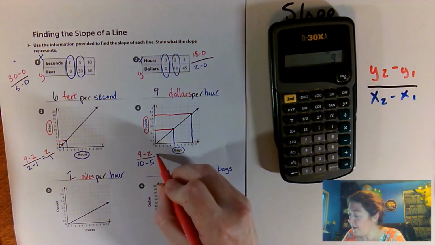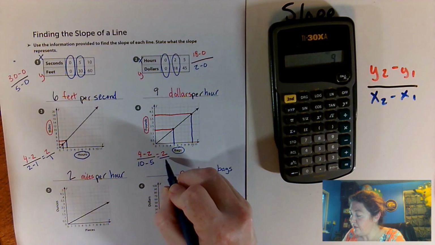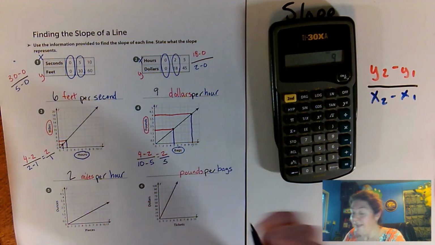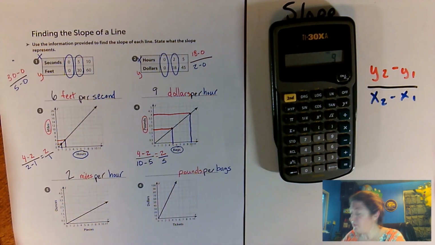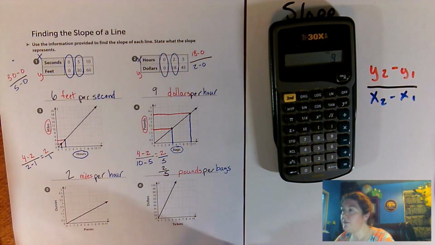4 minus 2 equals 2. 10 minus 5 equals 5. This is a perfectly acceptable answer. 2/5. 2/5 pounds per bag. That's totally okay. We don't have to keep going. We don't have to divide and get a decimal unless the question says to, and on these that's totally okay.